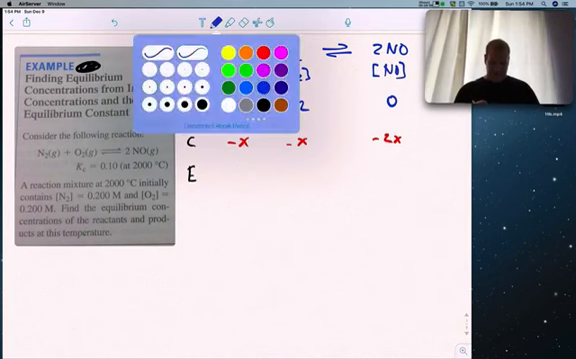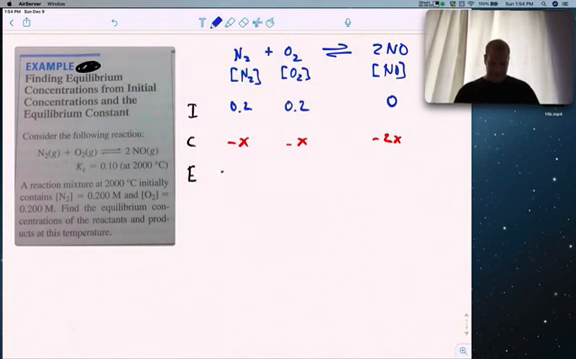I'm choosing the extent of reaction to be the destruction of nitrogen and oxygen. So equilibrium is going to be 0.2 minus x, 0.2 minus x, and then, oh wait, I'm sorry, this is plus 2x. This is going to be 2x.